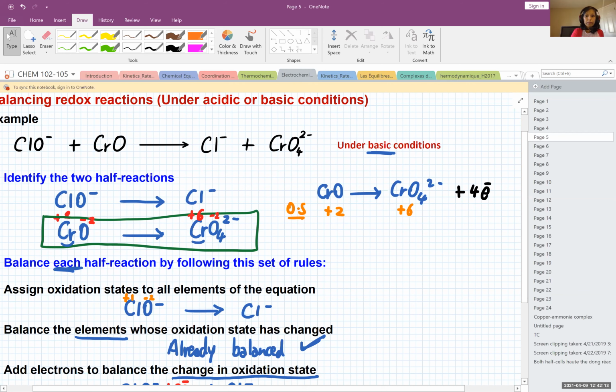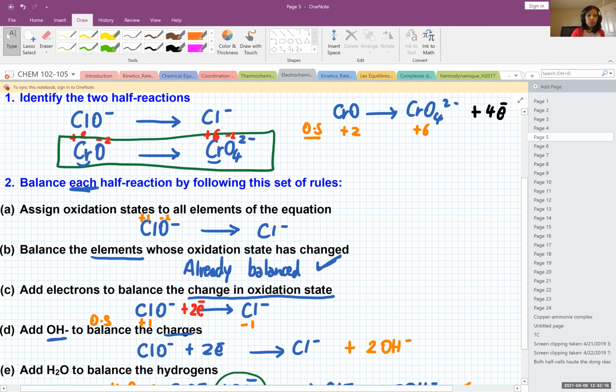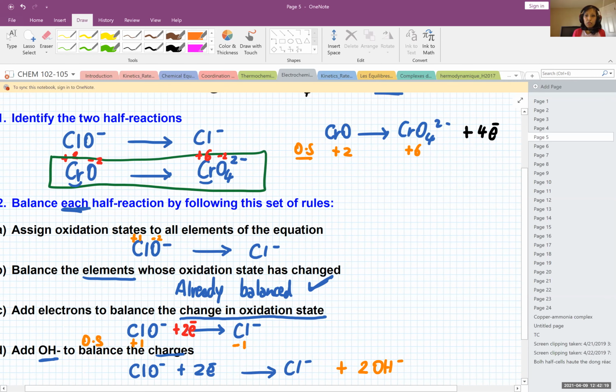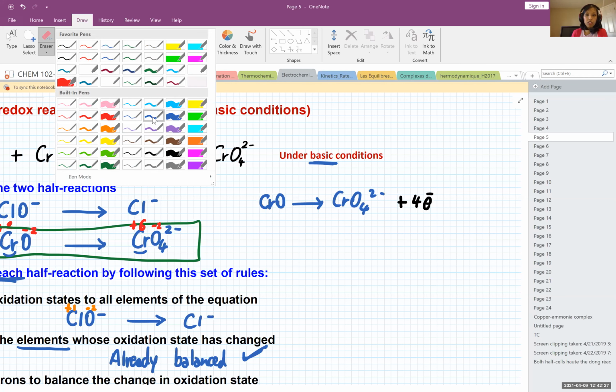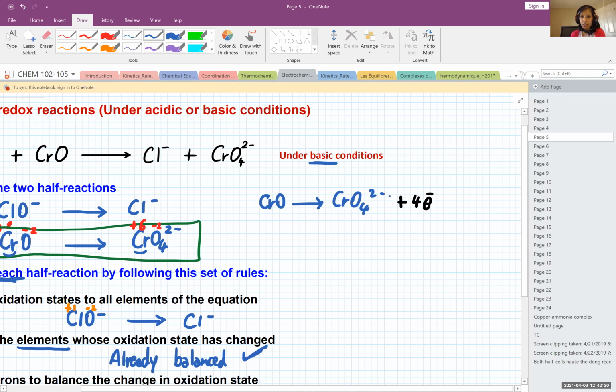So we are good. Then next, we need to add OH minus to balance the charges. Now I can get rid of these. I've got the right number of electrons on the correct side of my equation. Now I will add OH minus to balance charges. I've got 2 negative charges and 4 negative charges, so 6 total on the product side. No charges at all on my reactant side, so I need to add 6 OH minus. This balances the charges. Now I need to balance the hydrogen. I have introduced 6 of them. Therefore, I will need 3 water molecules to balance them.